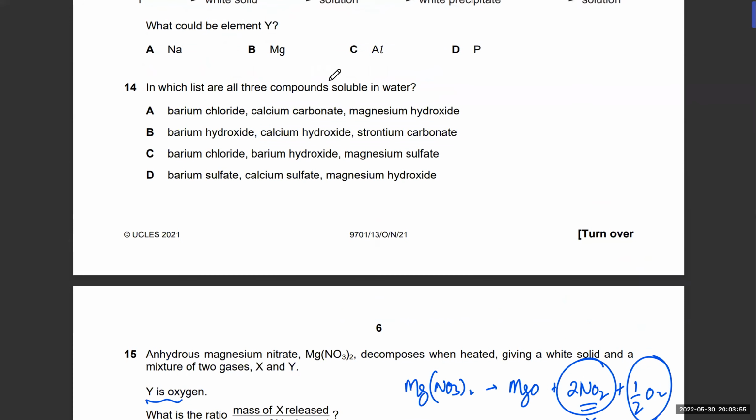Next one is in which all 3 compounds are soluble in water. So that's easy. Calcium carbonate is not. Calcium hydroxide is; carbonates are basically not soluble. The last one, this one is soluble. All of them are soluble.